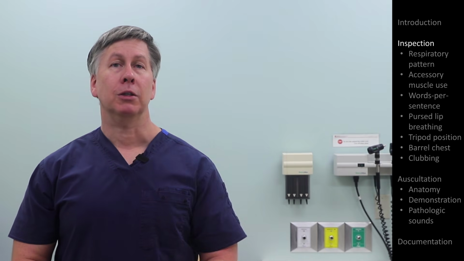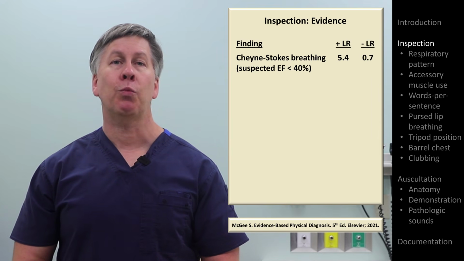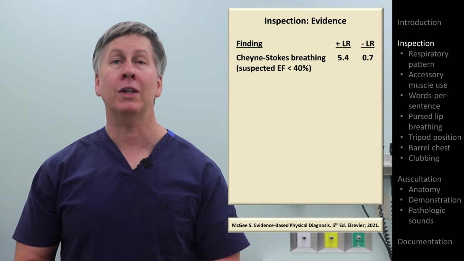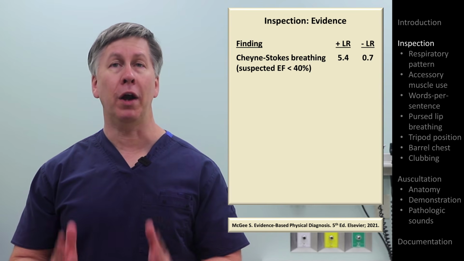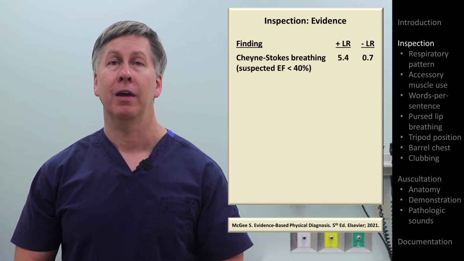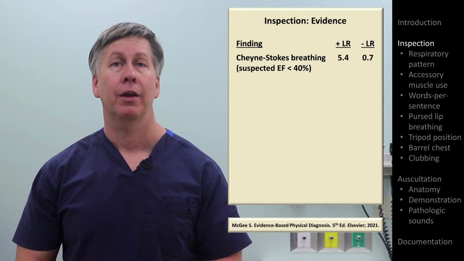Before moving to auscultation, let's look at some of the evidence for inspection. Cheyne-Stokes breathing is probably one of the most underappreciated findings of heart failure. One study found it to be present in 1/3 of hospitalized patients with severely reduced EF, and that it had a high positive likelihood ratio for this.